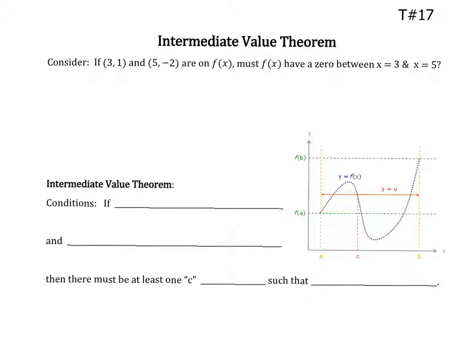Let's consider if I told you (3, 1) and (5, -2) are on f of x. Must f of x have a 0 between 3 and 5? So think about that and see if you would say yes or no.